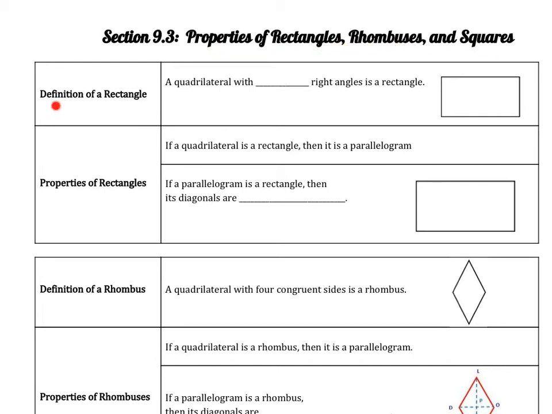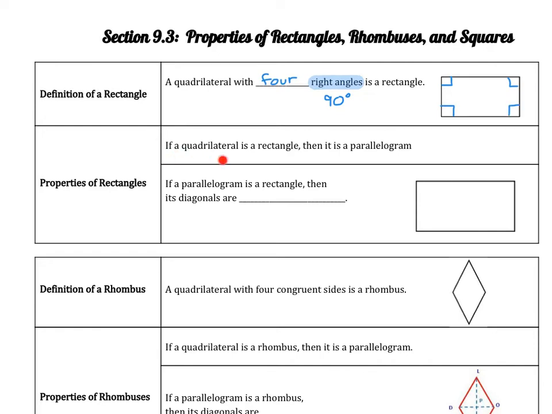So let's start with the definition of a rectangle. A rectangle is a quadrilateral with 4 right angles. And remember, a right angle is just a 90-degree angle. So that means all 4 are 90 degrees, and we show it with the little box in the angle.